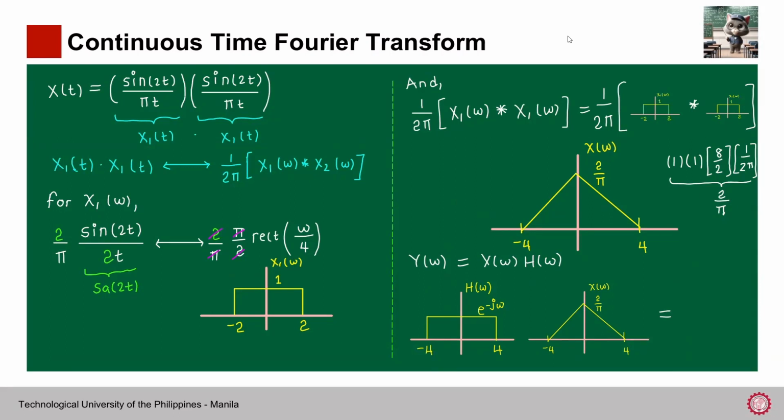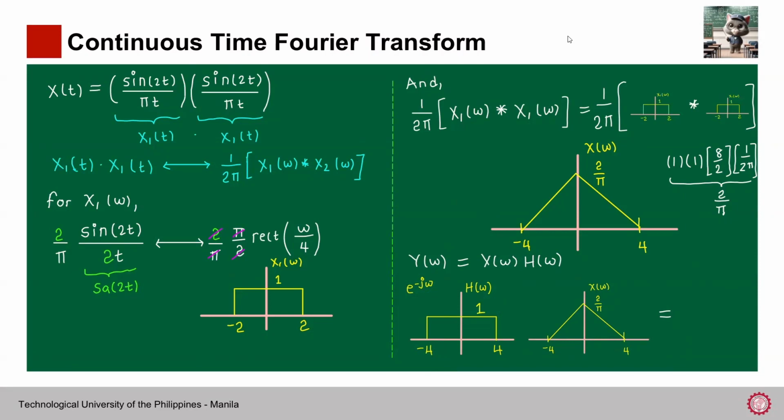A triangle guys. But naka-multiply kay e raised to negative j omega kasi, 'di ba? If you will remove this, kaya wala siya, 'di ba? The amplitude of this is simply 1. So 1 times this triangle from -4 to 4. 1 ang value niya palagi. Kumbaga parang X of omega times 1. So the result is X of omega.